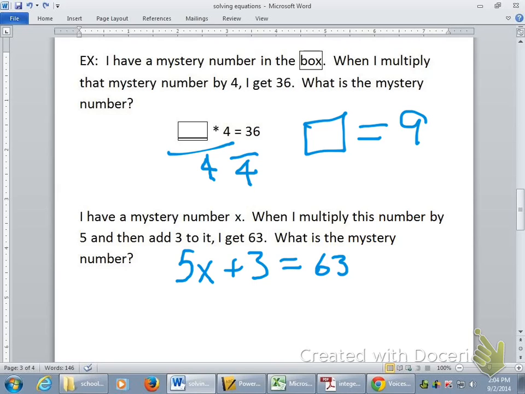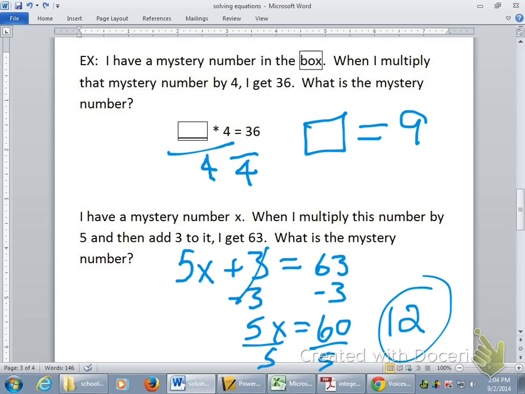So, like he just said, undoing all of that, take the shoe off, which is minus 3, and that gives us 5x equals 60. And now I can take the sock off, which is divided by 5, and we do find out that x is 12.